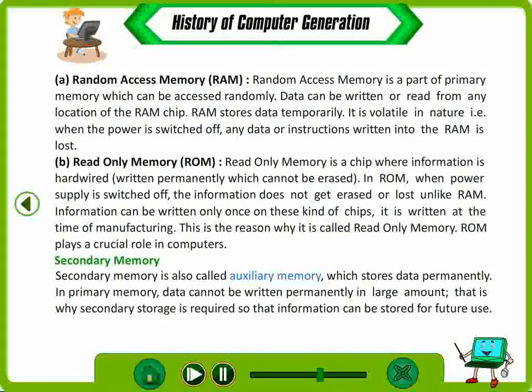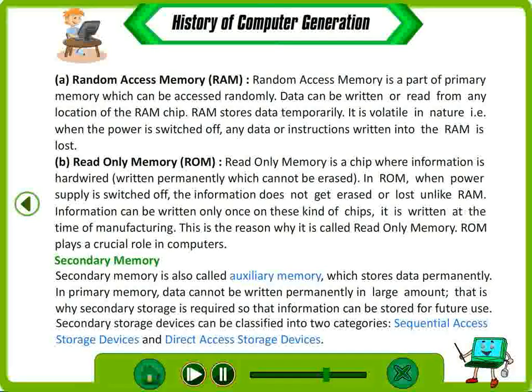Secondary memory. Secondary memory is also called auxiliary memory, which stores data permanently. In primary memory, data cannot be written permanently in large amounts. That is why secondary storage is required so that information can be stored for future use. Secondary storage devices can be classified into two categories: sequential access storage devices and direct access storage devices.